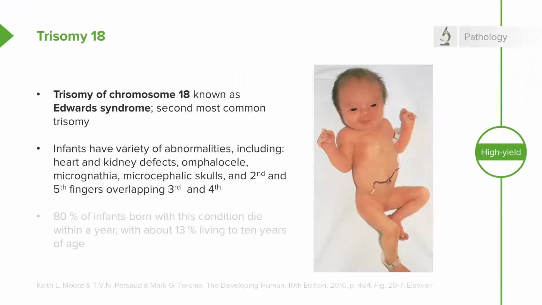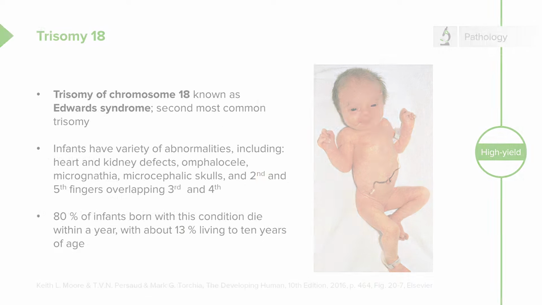The second and fifth fingers tend to overlap, which is very interesting and very distinctive for trisomy 18. And if you look at the picture, you can see how the second and fifth digits are wrapping over the top of digits 3 and 4. 80% of infants with this are going to pass away within a year, with 13% living to 10 years of age, so it does have a significant morbidity associated with it.